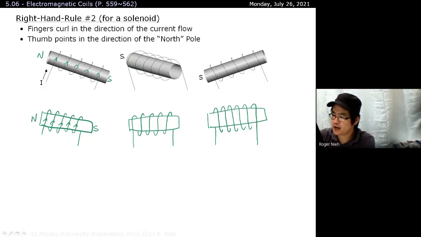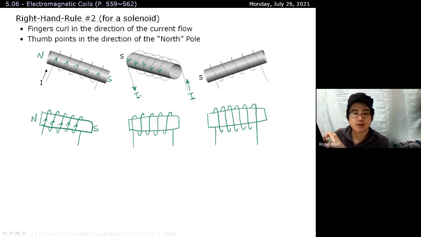So in this setup over here, I have, not B fields, sorry, your current. Your current is pointing downwards through the front of the tube, meaning it's going up through the back. So it's exiting down on the left-hand side, and it's entering in from the left-hand side.